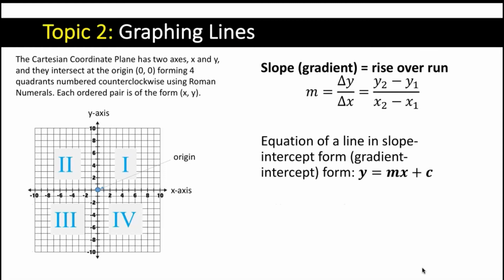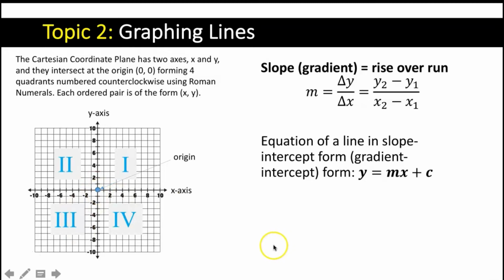So to begin talking about graphing lines, we're going to talk about what's called the Cartesian coordinate plane. It is called the Cartesian coordinate plane after a famous mathematician, René Descartes. And basically what we have are two axes. We have the x-axis, which is the horizontal one, and we have the y-axis, which is the vertical one. They intersect at a point called the origin, which is right here in the middle.